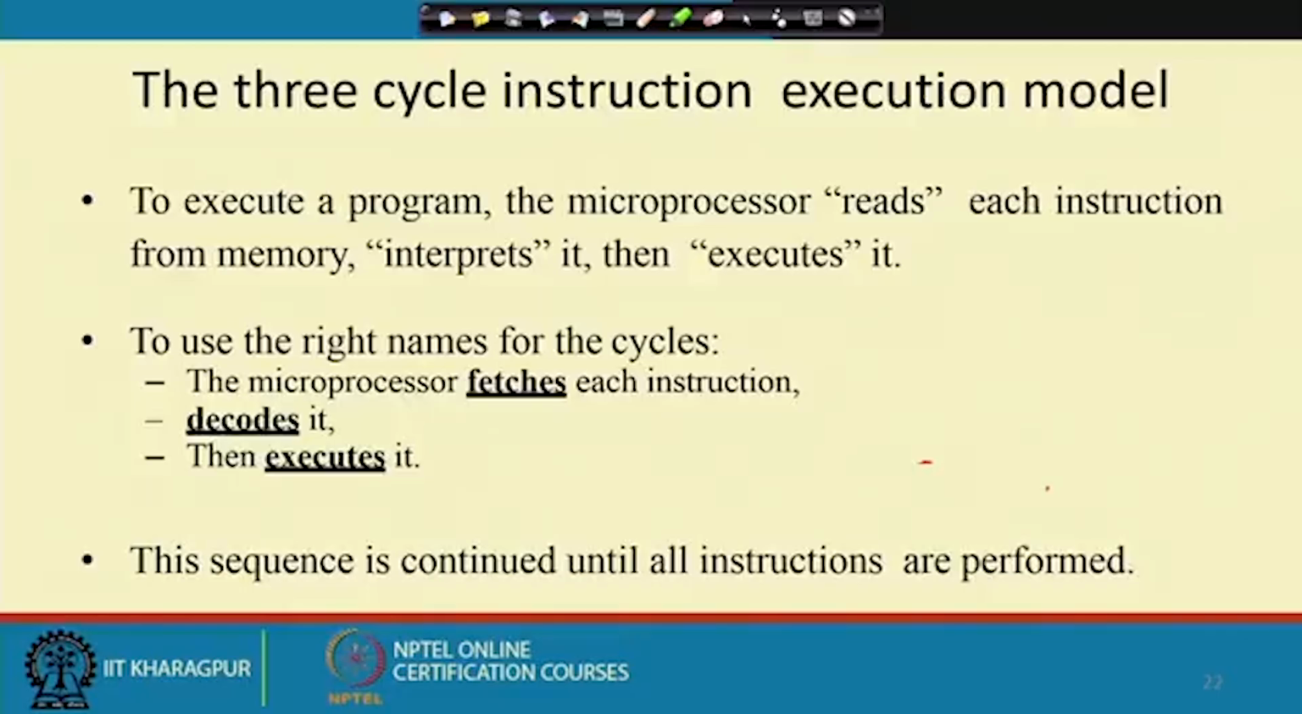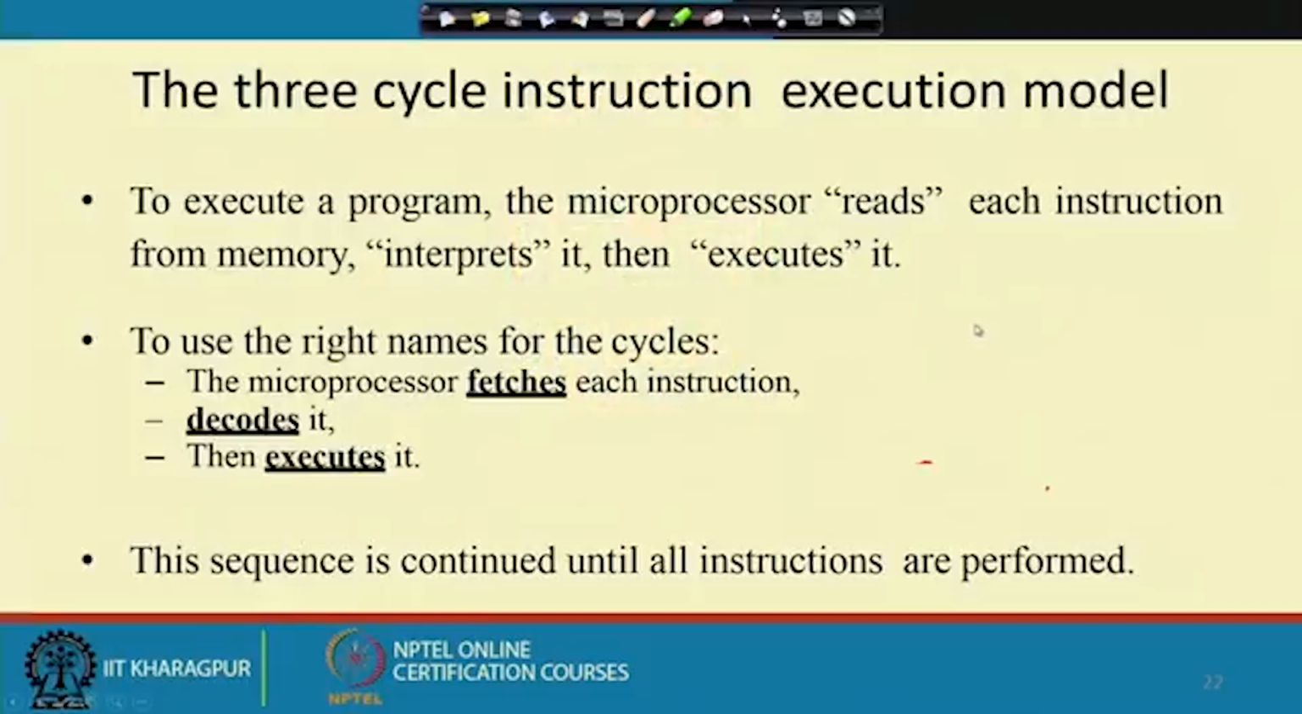So, we have the fetch phase, the decode phase, and the execute phase. Once I have fetched one instruction, decoded it and executed it, then what? Again the same thing: fetch the next instruction, decode it, execute it, and again the processor will fetch the next instruction, decode it, execute it, till it comes to an instruction which asks the processor to halt.